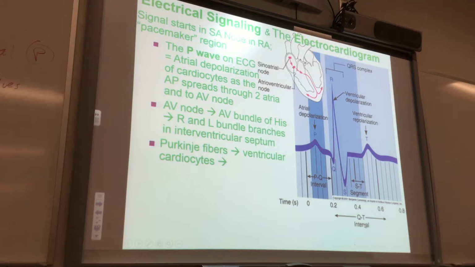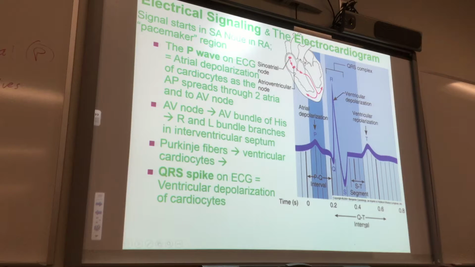the ventricular cardiocytes. And now what are the ventricular cardiocytes going to do when they receive that electrical information? Yes, they'll depolarize and they'll contract. When all the cells in both ventricles depolarize, you get this thing called the QRS complex. This represents ventricular depolarization. So they call it the QRS complex or the QRS spike on ECG.